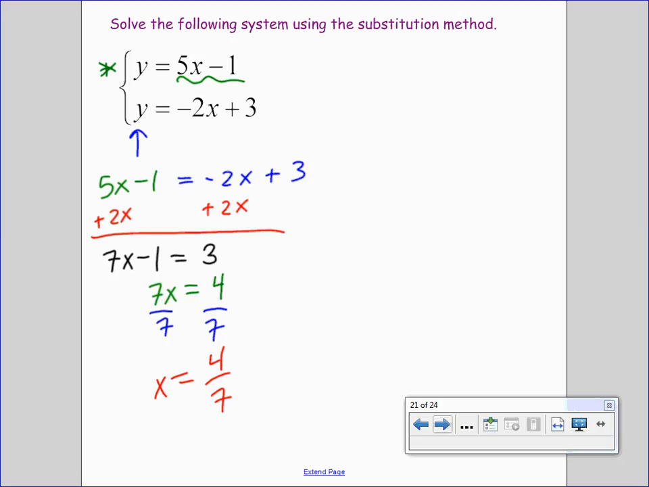We just had that 1.857 business. So let's go ahead and see where we can go to find y. Well, the first one was already solved for y. The second one solved for y. We can go to either one. I'll go to that first one. y equals 5 times x minus 1. We just found x was the red 4/7. So y must equal 5 times 4/7, which is 20/7, minus 1. And let's see if we can figure out what that is as a fraction.